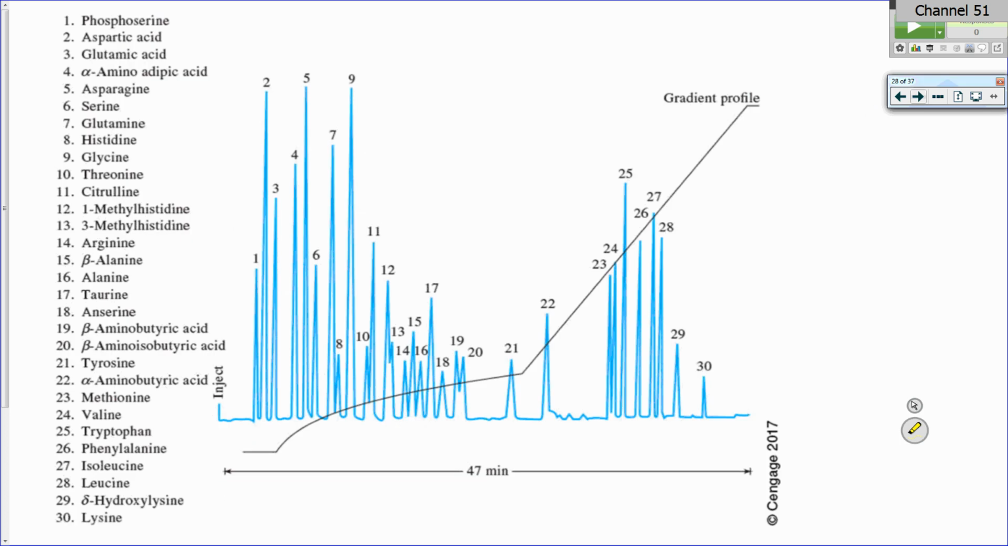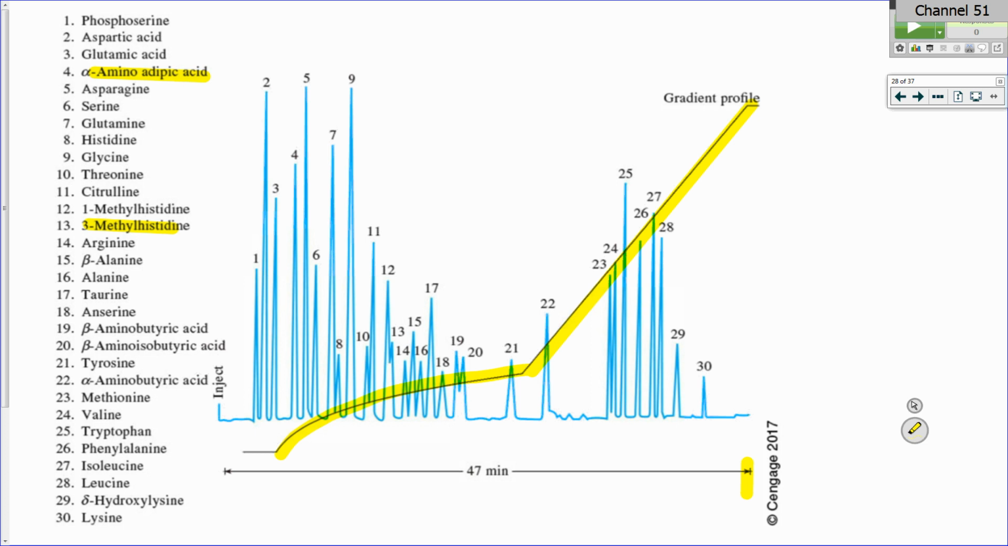Now here's an example of a much more complex separation. This is an amino acid analyzer. So this separates out 30 amino acids. Some of them are common amino acids. It does the common 20 and some of the non-common amino acids like methylhistidine and some derivatives there, the aminoadipic acid. But the gradient that's on this one is a much more complex shape. It's a curved shape to resolve those compounds, and then it has a linear gradient at the end. So this separation's taking 47 minutes in time.